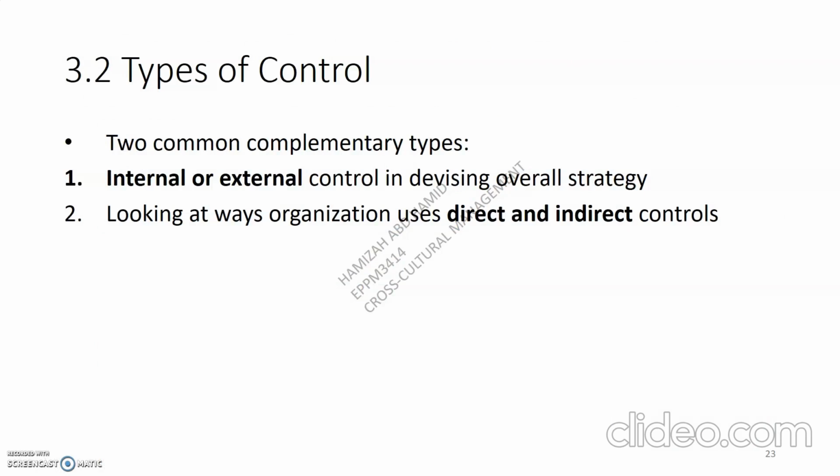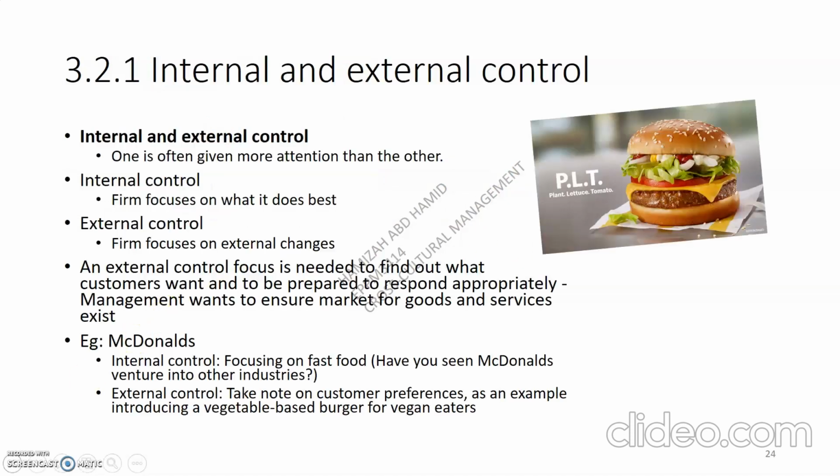There are a few types of control: internal versus external focus control. Here we will look at ways of organization, the way they use direct or indirect controls. So internal versus external, or direct versus indirect. Okay, we discuss a bit on internal and external control. Internal control is when a firm focuses on what it does best. External control refers to when the firm will focus on external changes. Both are important, but some firms will focus on internal more than external. Some firms will focus more on external than internal.